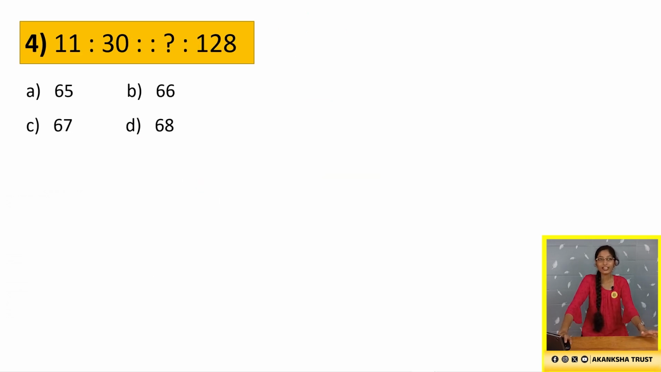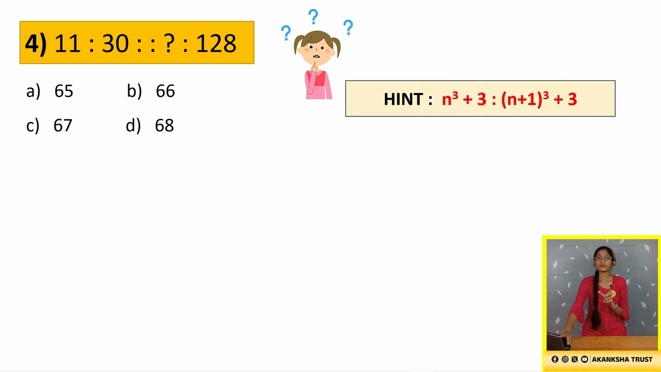Question number 4. 11 and 30 is one set and question mark and 128 is the next set. So the 4 options are like this: 65, 66, 67, 68. Oh, these are all in the range of 60. Okay. 11 and 30. What is the relation? See, you can see in the hint in the screen. N cube plus 3 and n plus 1 whole cube plus 3. That means you have to add 3 to both of the numbers.